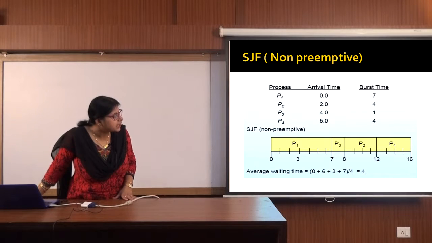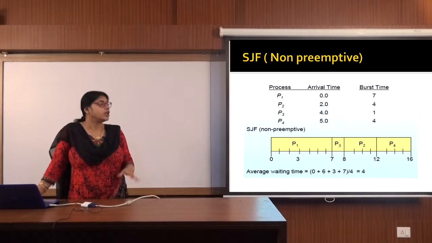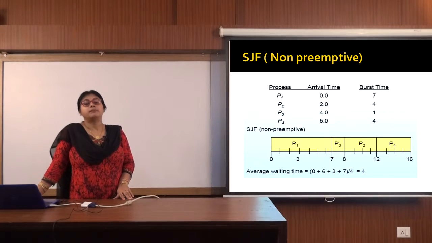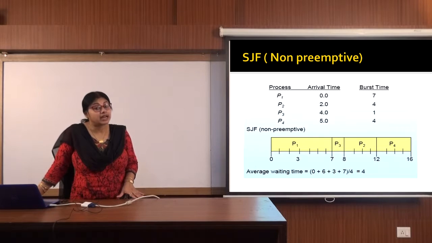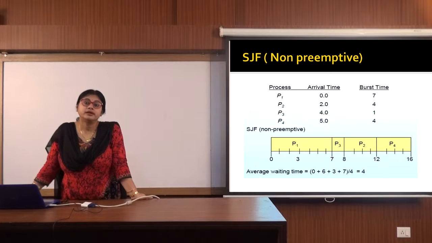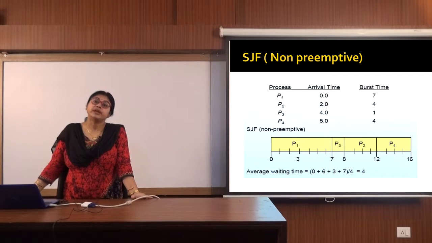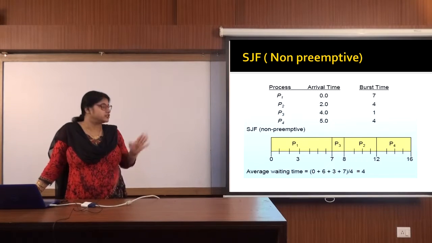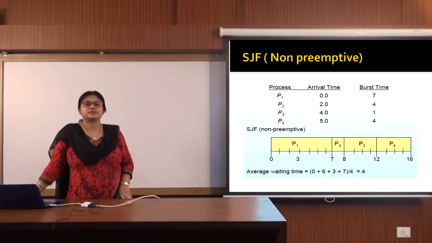For process P2, look at the Gantt chart. P2 starts its execution at 8 millisecond time period. But the thing is that it arrived inside the ready queue after 2 millisecond time period. So the waiting time for P2 is 8 minus 2 equals 6. That thing is written there, 0 plus 6.